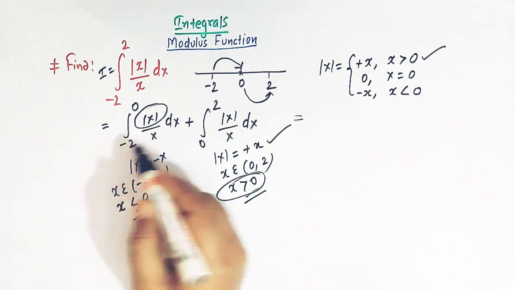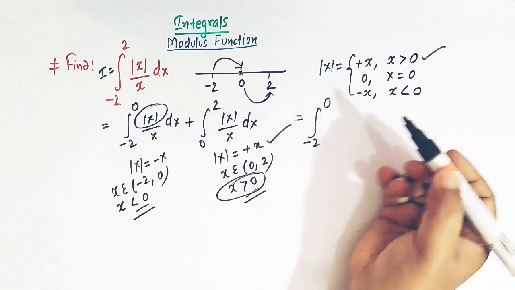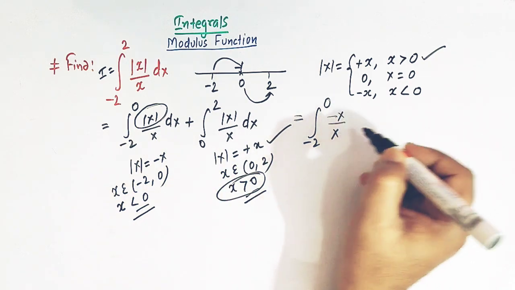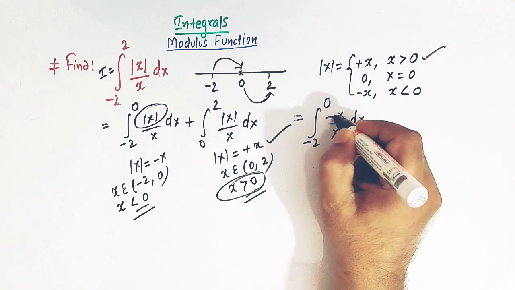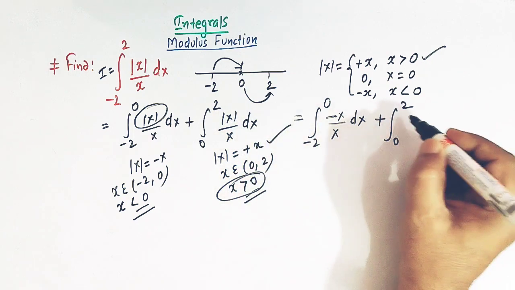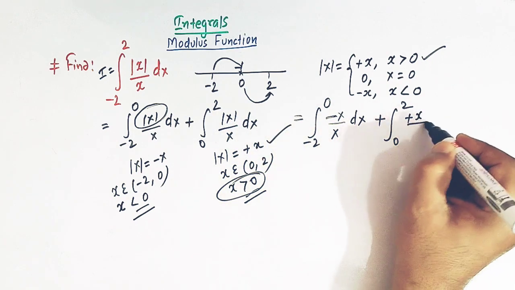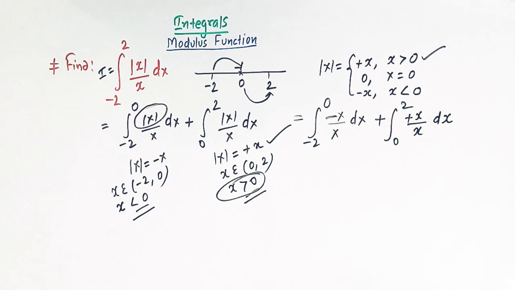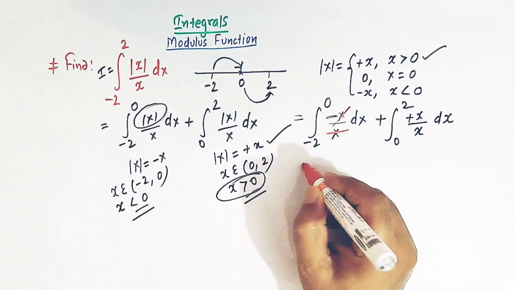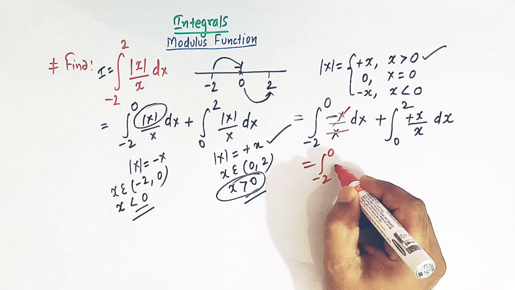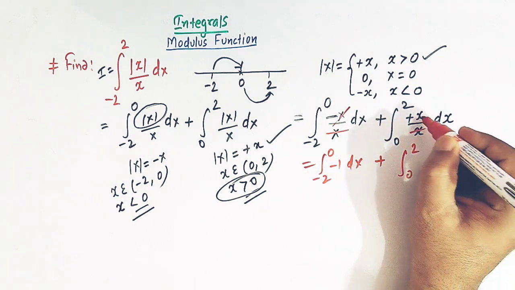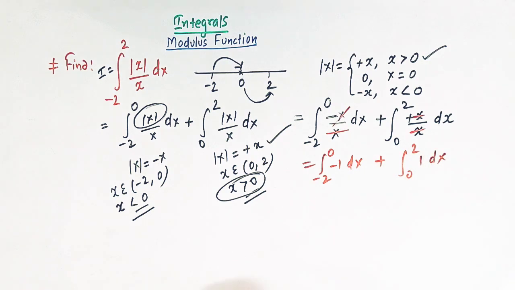Now we can write minus 2 to 0, where mod x is replaced by negative x, divided by x dx. And in the second integral we have 0 to 2, where mod x is replaced by positive x, divided by x dx. Here x and x get cancelled. We are left with minus 2 to 0 of minus 1 dx, and here 0 to 2, x and x get cancelled, and we are left with 1 dx.